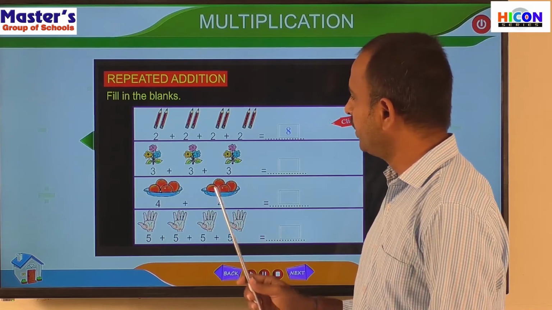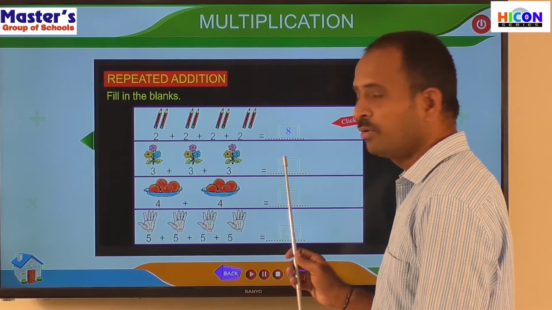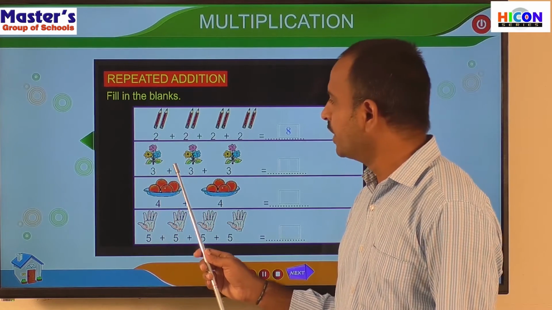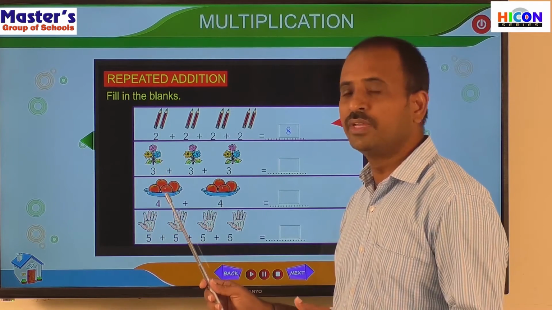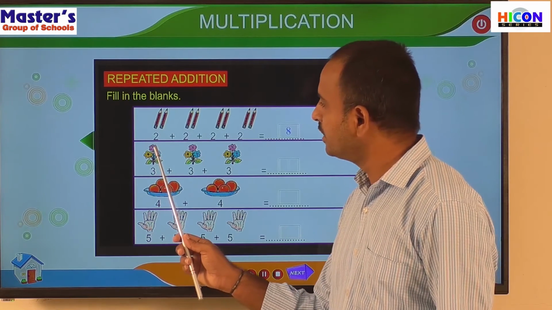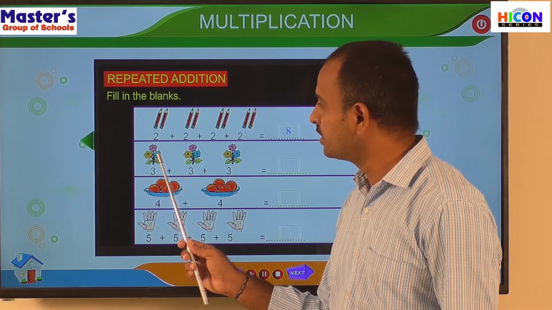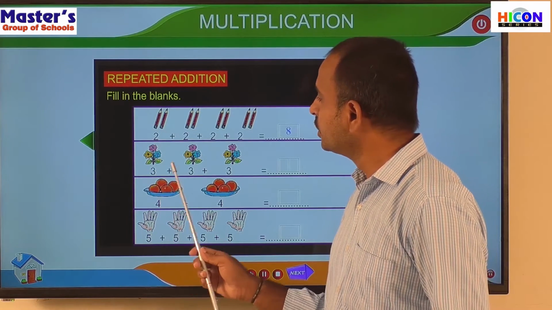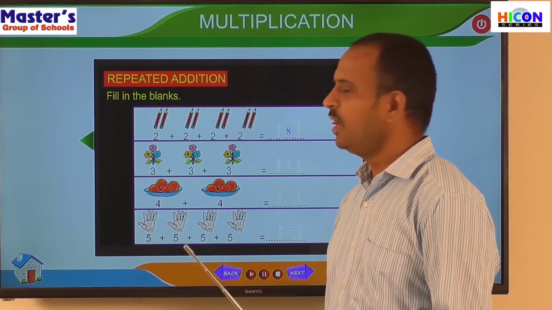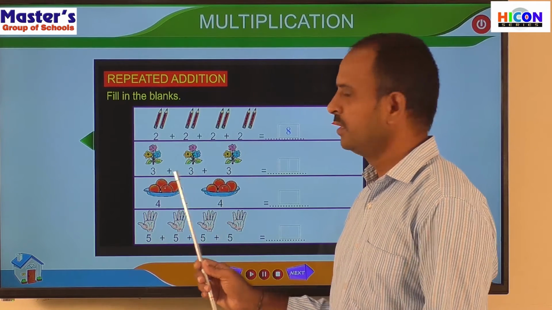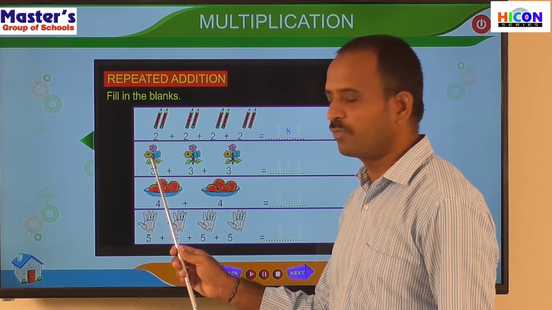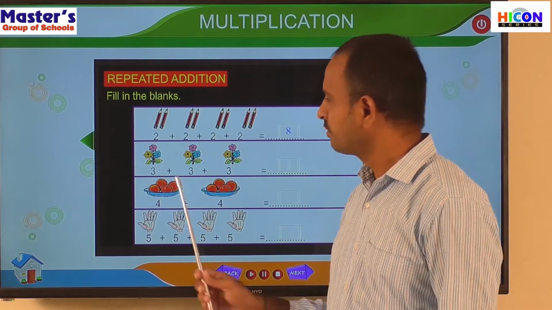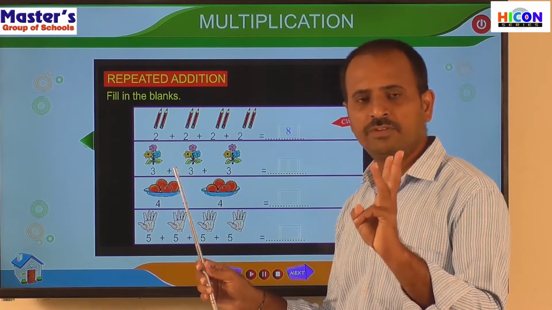So children, in the same way, look at the second row. In the second row, we are observing some flowers. This is one group of flowers. How many flowers are there in each group? We are observing 3 flowers in each group. One is a pink colored flower, another is a blue colored flower, and another one is a yellow colored flower. In this way, each group has 3 flowers. And how many groups of flowers are there? This is group number 1, 2, 3. So in total there are 3 groups of flowers, and each group has 3 flowers.